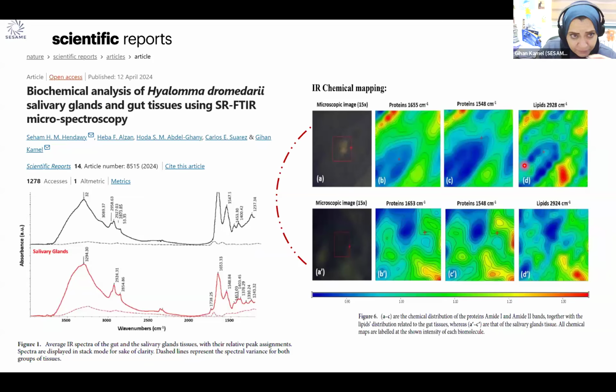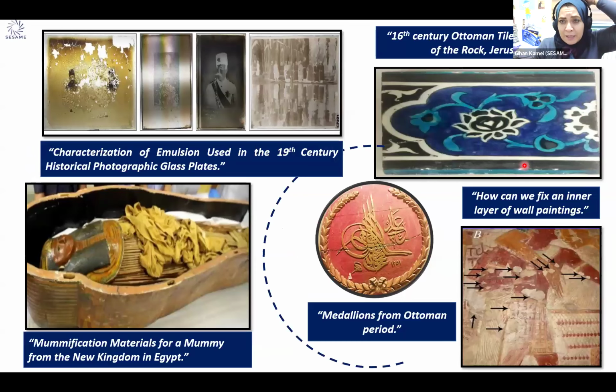On ticks, we also worked on trying to understand differences between different tissues like salivary glands and gut tissues of ticks. A lot of cultural heritage and archaeological work. So, for example, a 16th century Ottoman tile from the Dome of the Rock in Jerusalem, that was used from UK and United Arab Emirates. You see a lot of collaborations here. This was wall painting also, trying to investigate the effect of some polymeric material on these wall paintings.